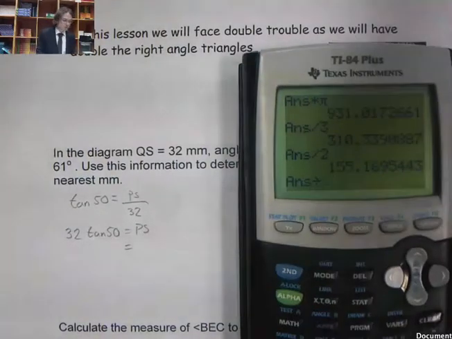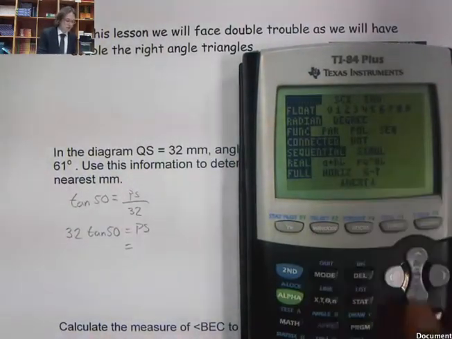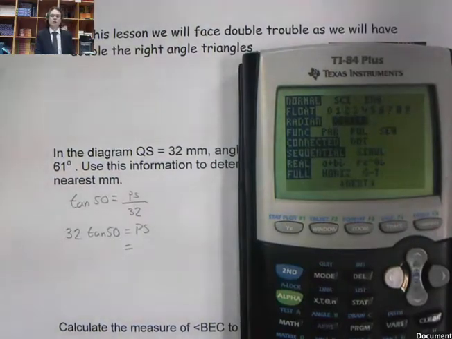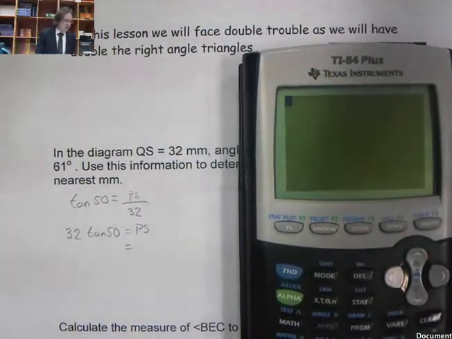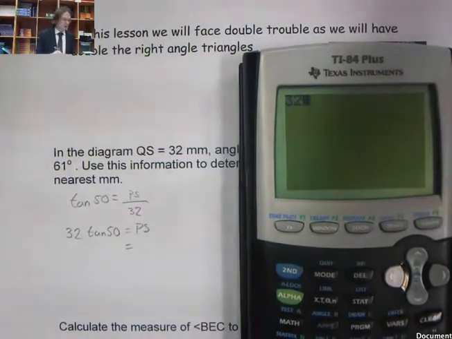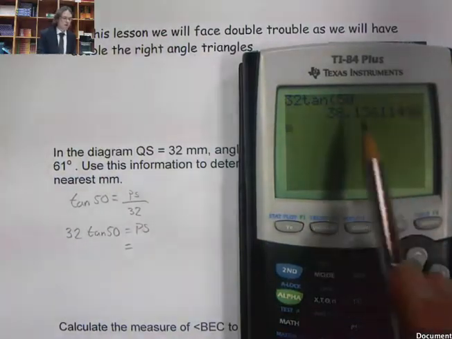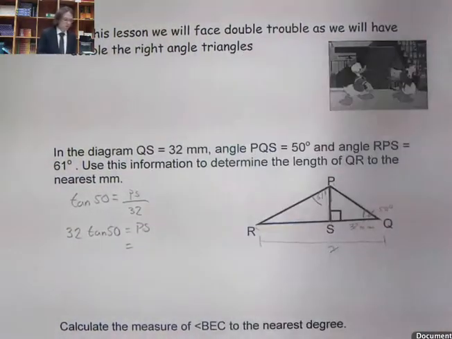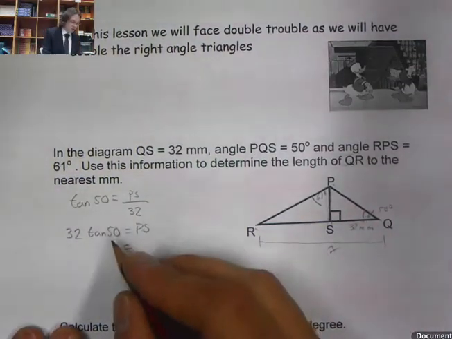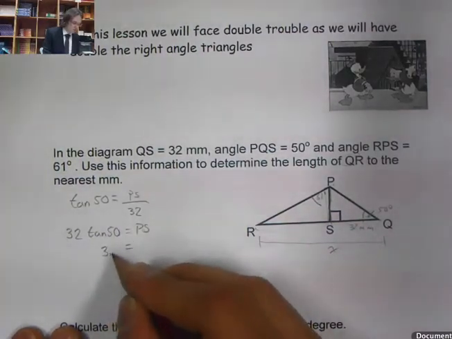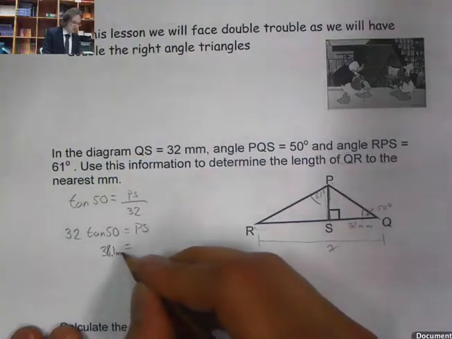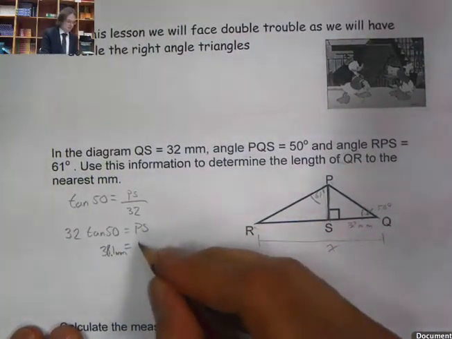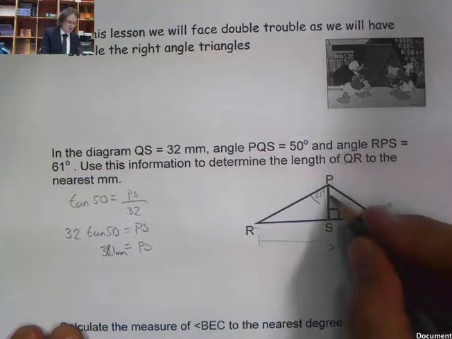First thing I must do is, once again, make sure my mode is in degrees. It's in radians there, so I must switch it quickly to degrees. Okay, so I'm going to clear it. And I have 32, and I want tan 50. That's going to give me 38.1, and that's going to be millimeters, equal to PS.